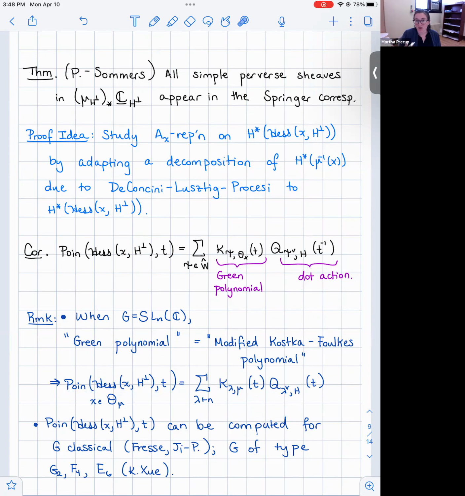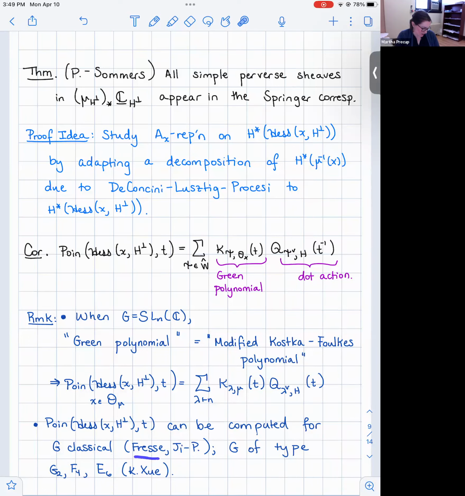Of course, we were also motivated by trying to do the opposite. We're trying to recover the data of what the dot action representation is in other Lie types from the Poincare polynomials. So we would also like to independently compute those Poincare polynomials and then use that and the data of what the Green polynomials are to recover the dot action representation. And so I will say that there are not closed formulas for these things, but there are methods for computing these Poincare polynomials whenever G is classical.